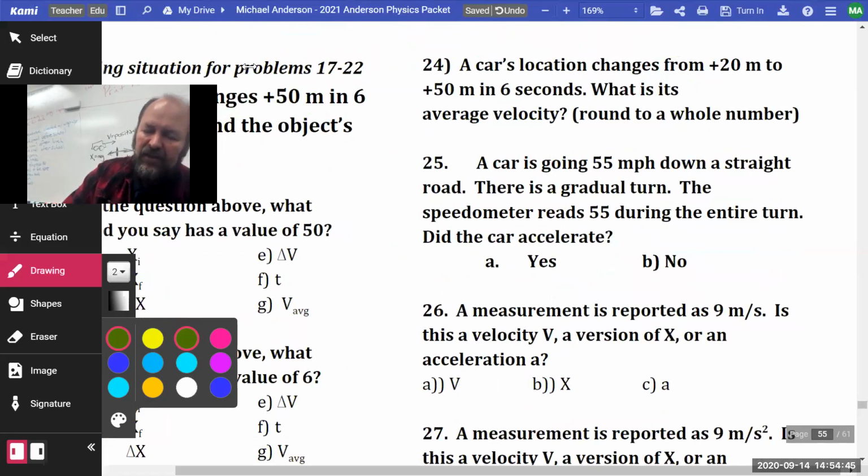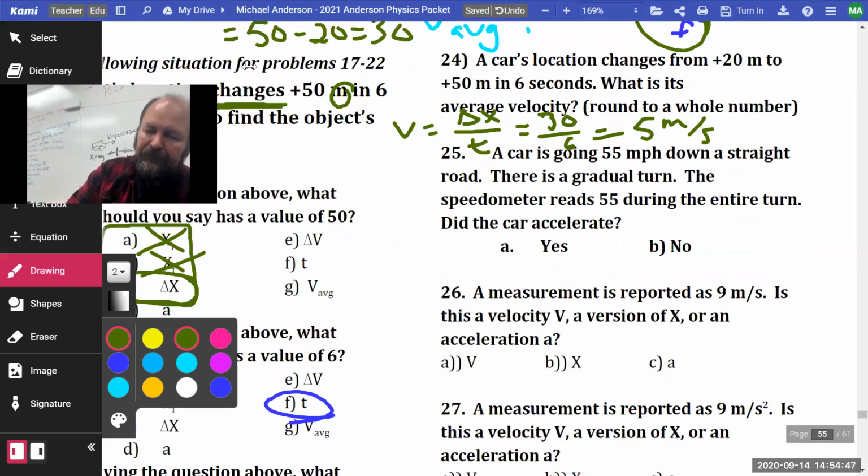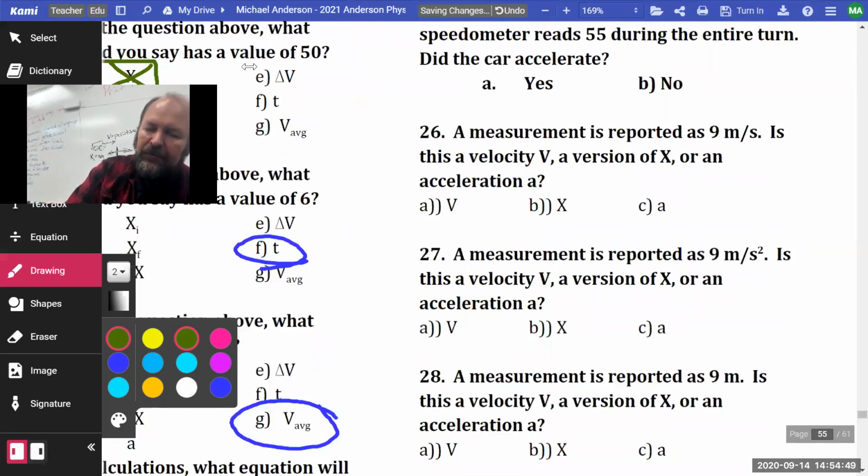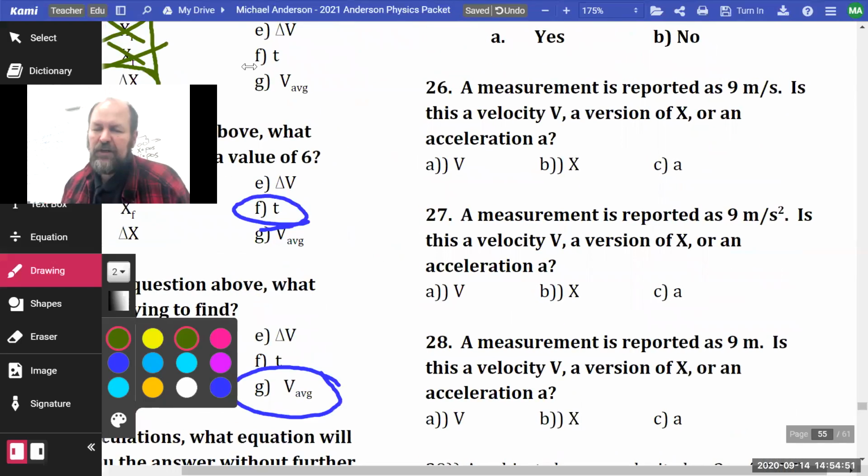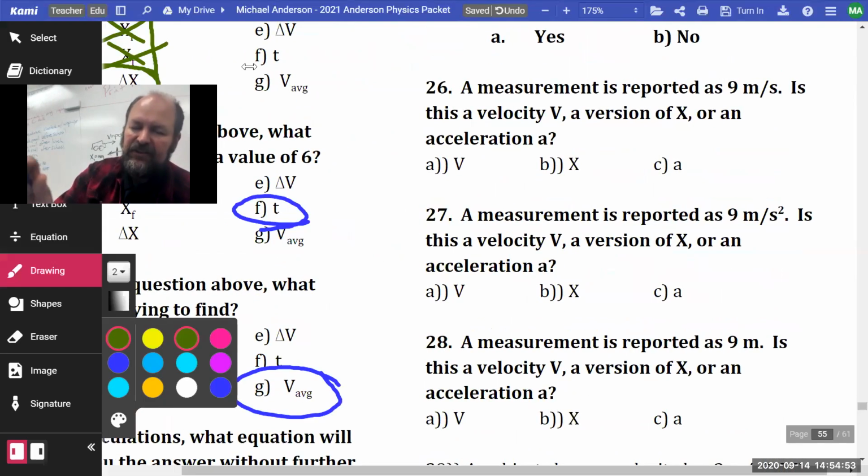Number 25, we've done already. Number 26, a measurement is reported to be 9 meters per second. Is this a velocity, some version of x, or an acceleration? Circle your answer.